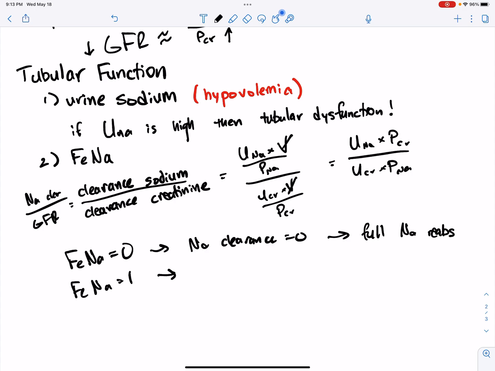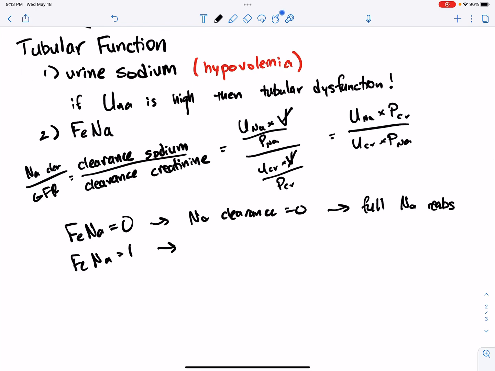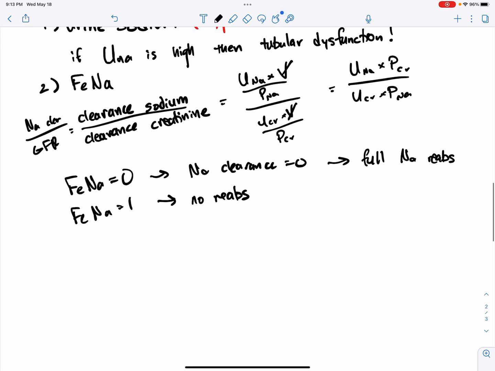If FeNa was greater than 1, that would indicate some secretion, but that doesn't happen with sodium. So the key here is that between 0 and 1, we get an understanding of how much sodium is being reabsorbed. And remember, sodium reabsorption is a critical function of our tubule. So FeNa equal to 1 indicates no reabsorption. This is why FeNa is a good metric for tubular dysfunction, because if FeNa is closer to 0, that means that our tubule is working pretty well.